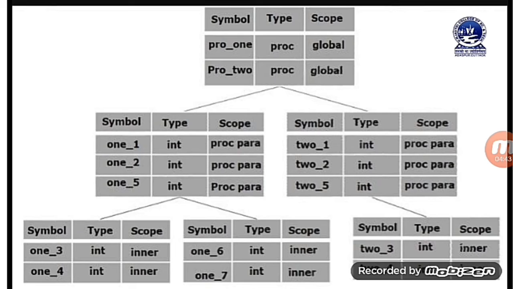Now we will go to the second procedure, which is pro 2. In pro 2, you can see the first symbol table, which is in the second hierarchy: 2_1, 2_2, 2_5. These 3 variables are used, and type is int and scope is procedure parameter. Inside the procedure you can access all these variables. You can also access the inner block variables, but only inside the inner block.